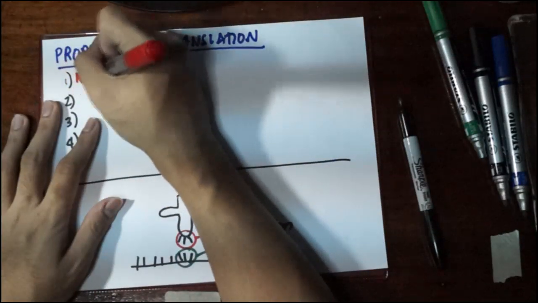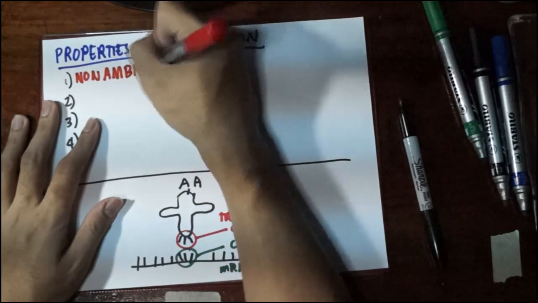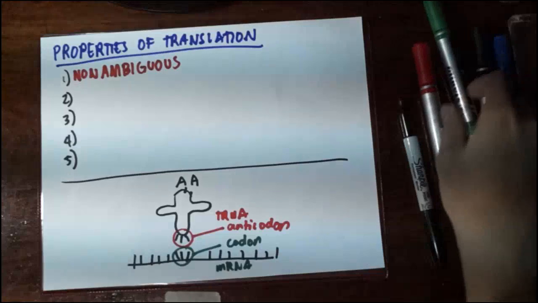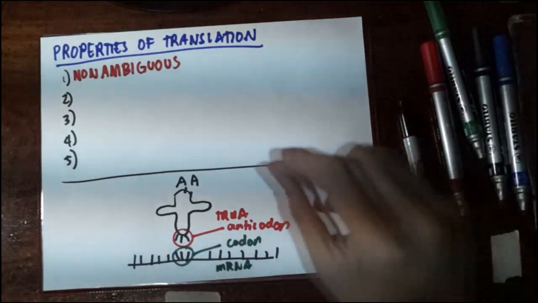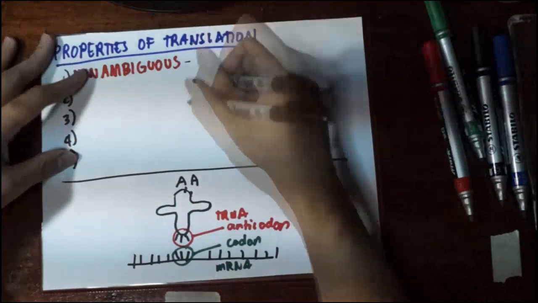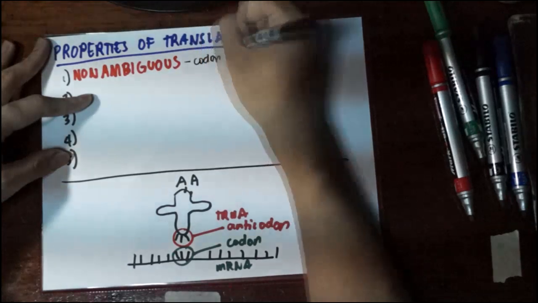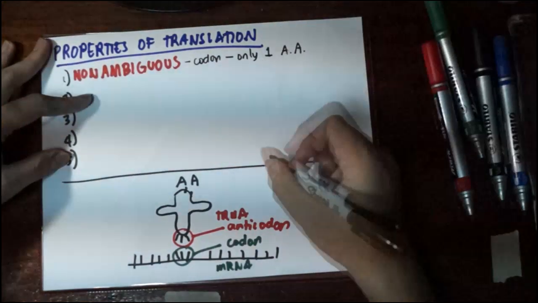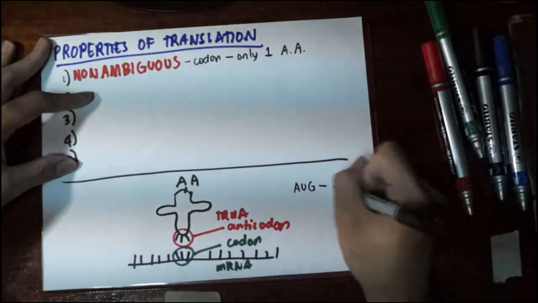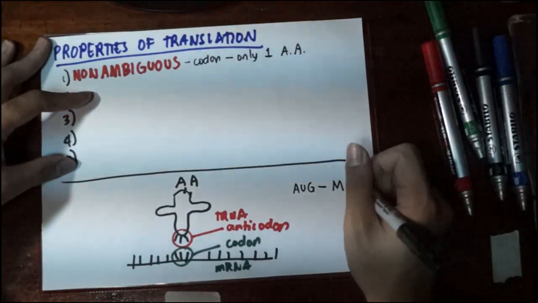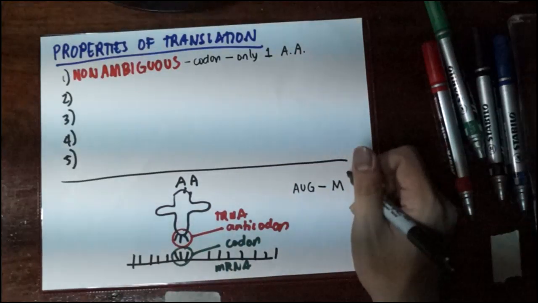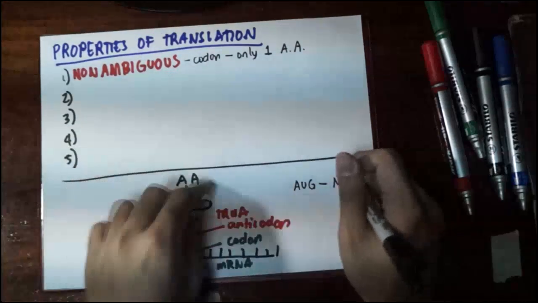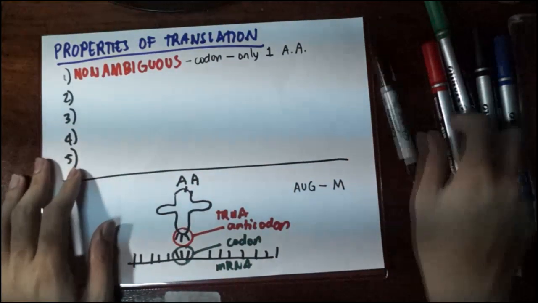Alright, the first of these properties is non-ambiguous. We know that ambiguous stands for confusing. So translation should not be confusing, meaning that a particular set of 3 nucleotides, which is basically a codon, will code for only one amino acid. For example, I have the codon AUG. This will encode methionine only. There will never come a point wherein AUG will stand for another amino acid. As long as you have AUG, it will always code only for methionine.